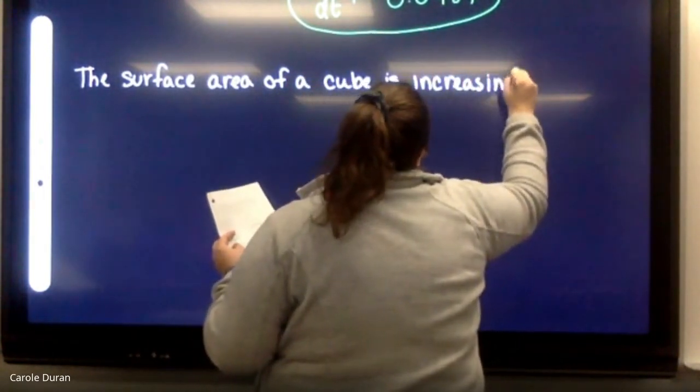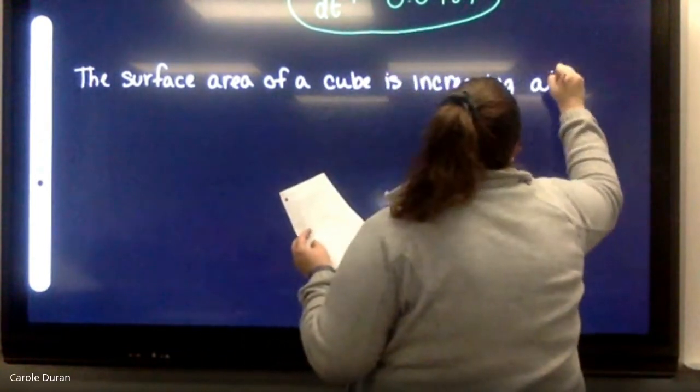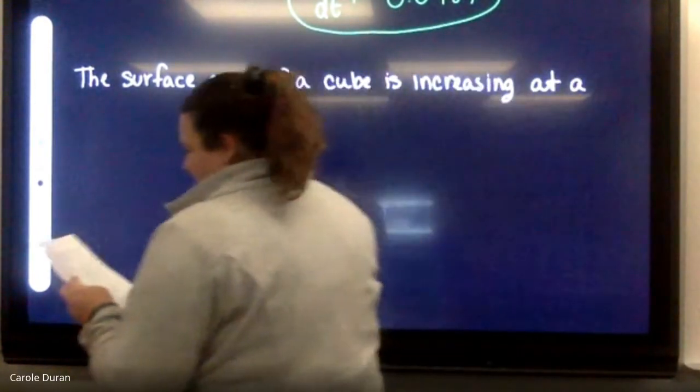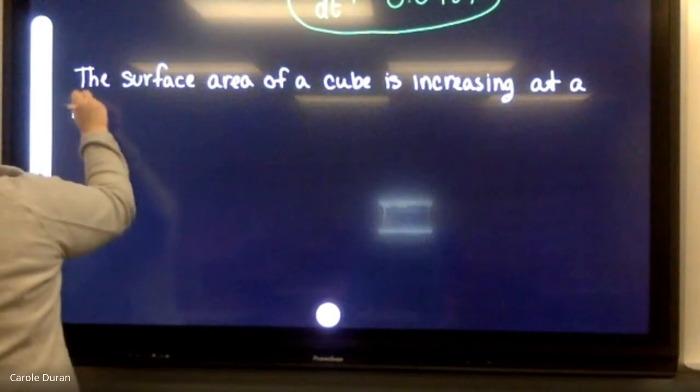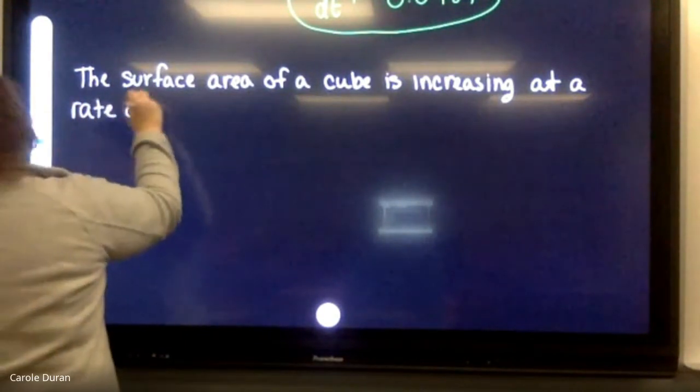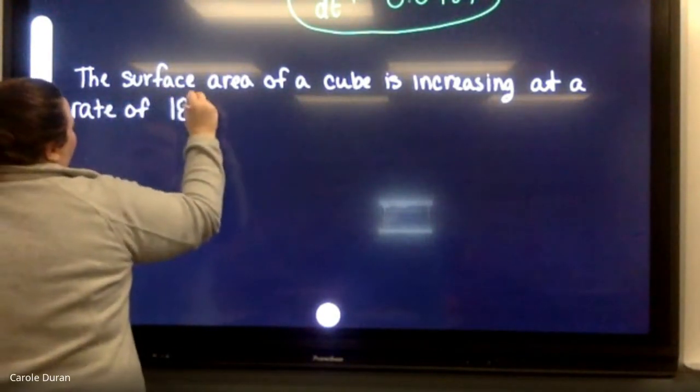I think I'm going to like this one. Why do you think you're going to like this one? Because it's the surface area of a cube, and that doesn't involve directions.